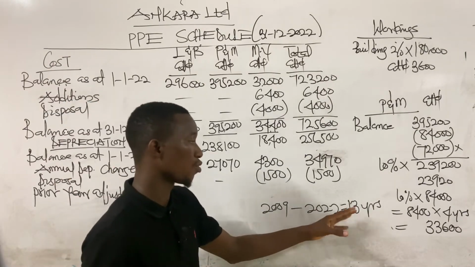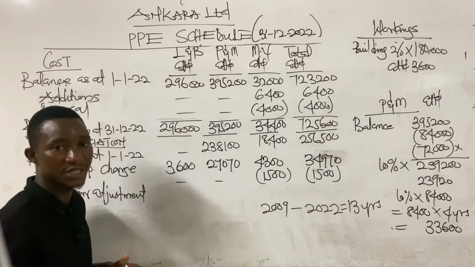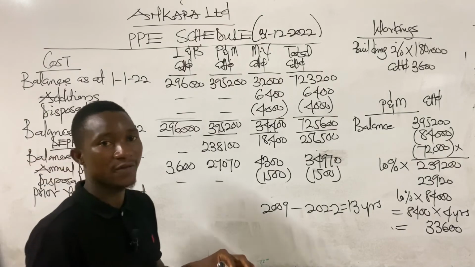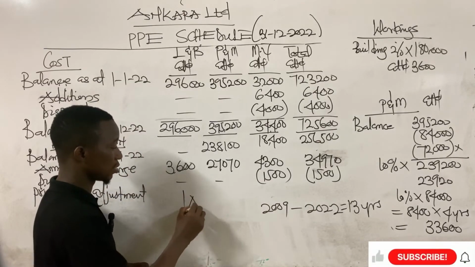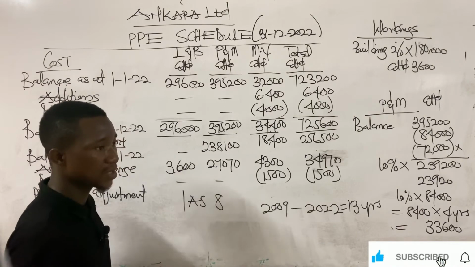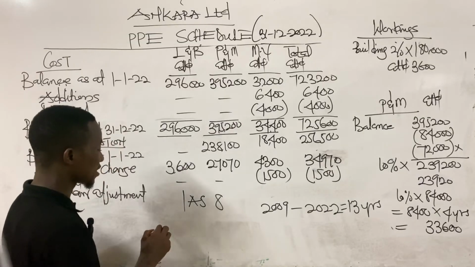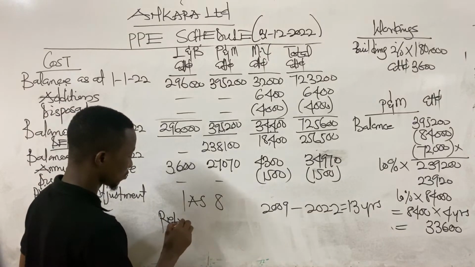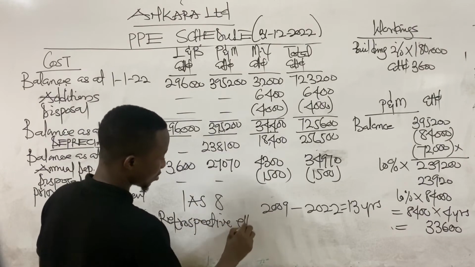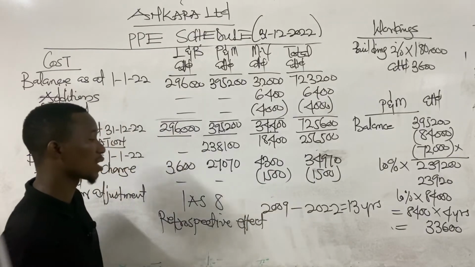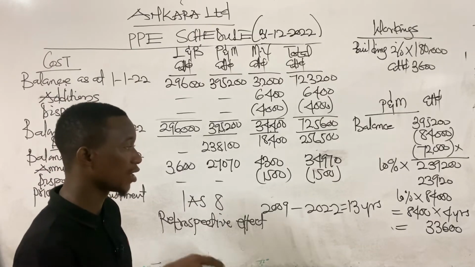So we need to calculate the depreciation for this period and include it as part of the depreciation, because this is an introduction of an accounting policy. And I told you that according to IAS 8, when there is an introduction of an accounting policy, it takes what we call retrospective effect, meaning that we will calculate the depreciation from the time the asset was acquired or completed, and include it.